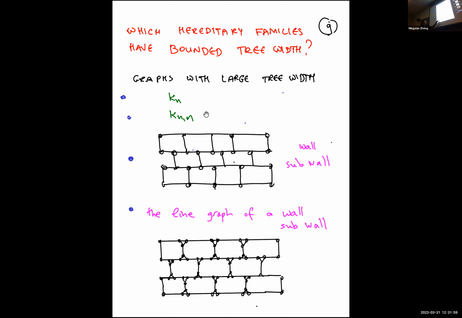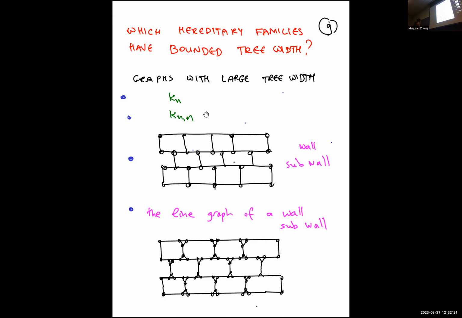So this graph also has large treewidth. I'm just saying what this is. The triangles are triangles, but all the other edges you're allowed to subdivide. And this is kind of all the intuition we have from subgraphs or from minors.